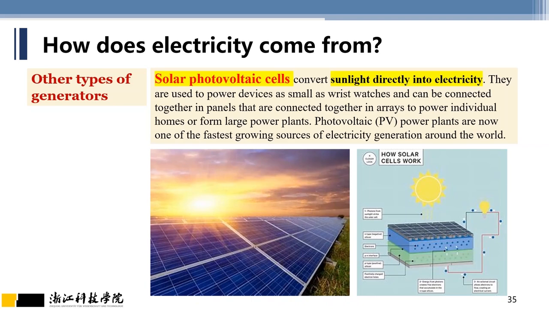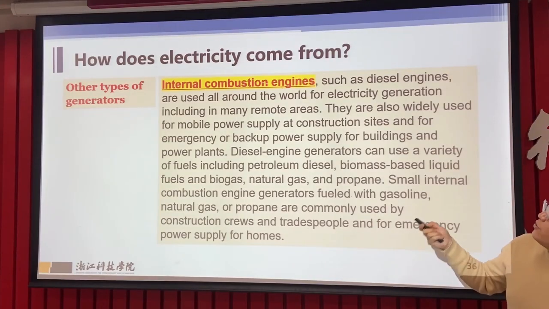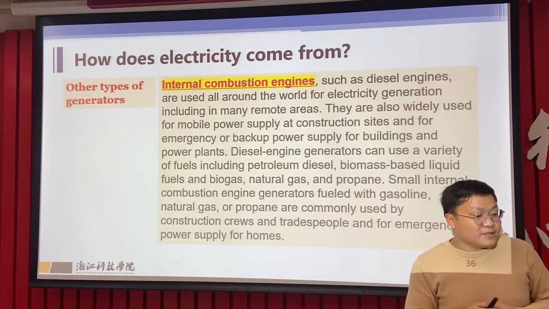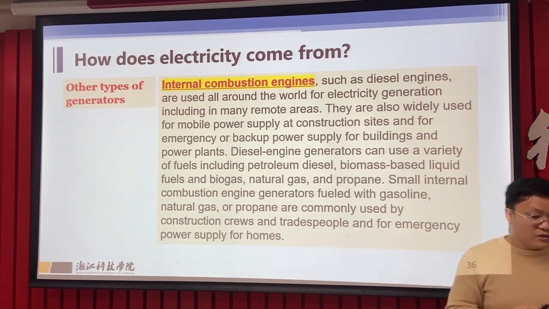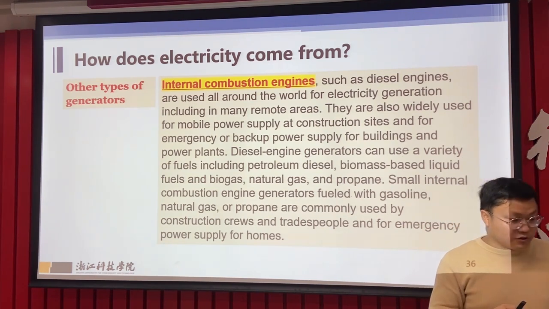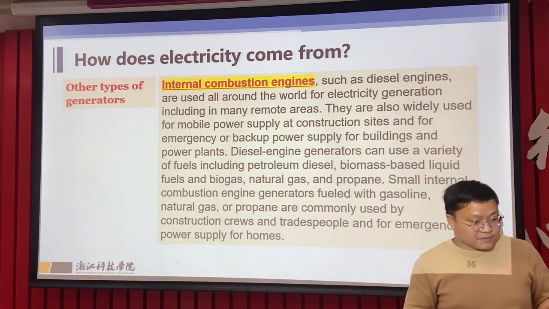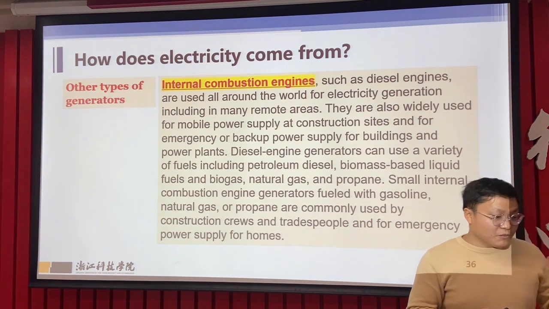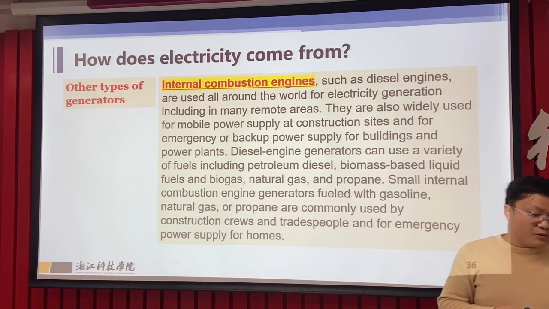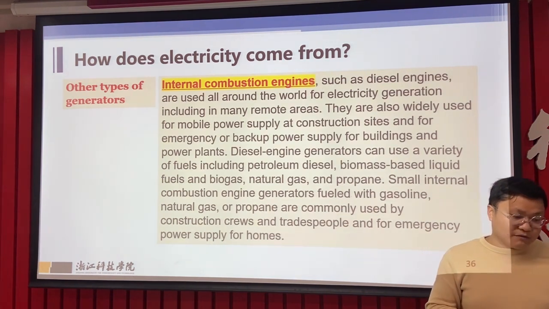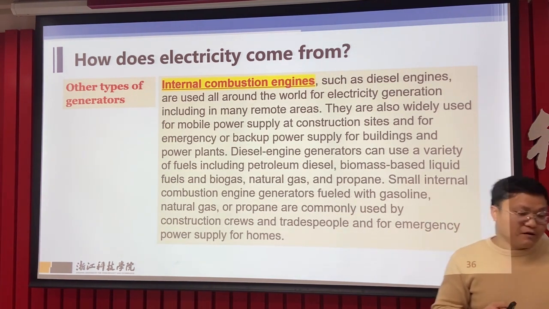We also have some other types of generators. For example, solar photovoltaic cells. We have already introduced it, and also we have internal combustion engines. Internal combustion engines such as diesel engines are used all around the world for electricity generation, including in many remote areas. They are also widely used for mobile power supply at construction sites or for emergency or backup power supply for buildings and power plants.